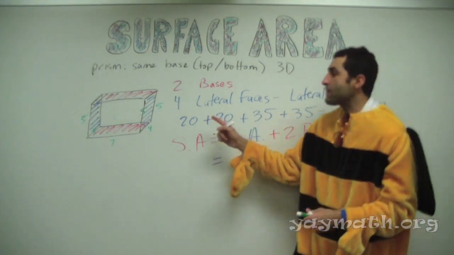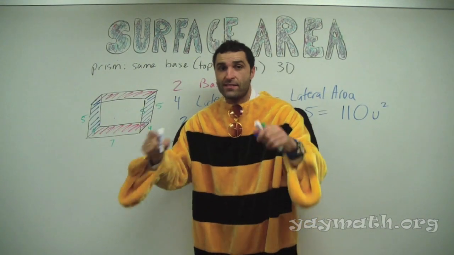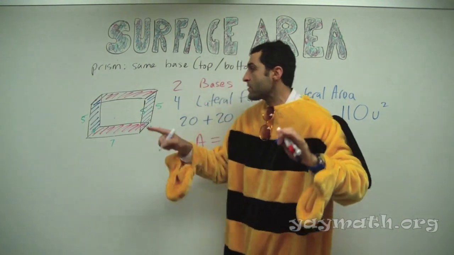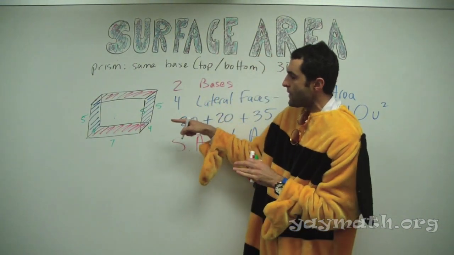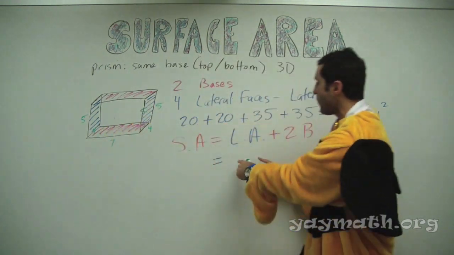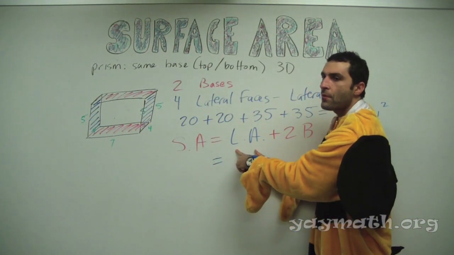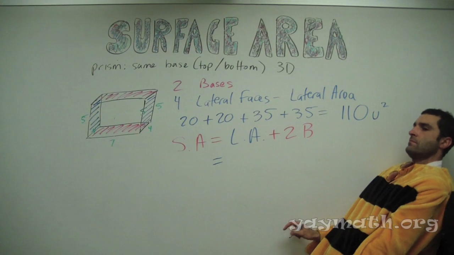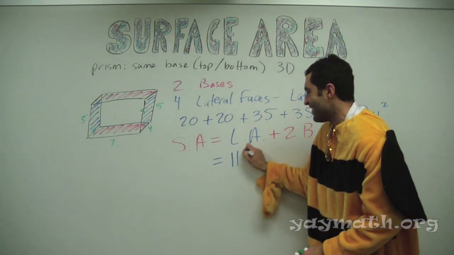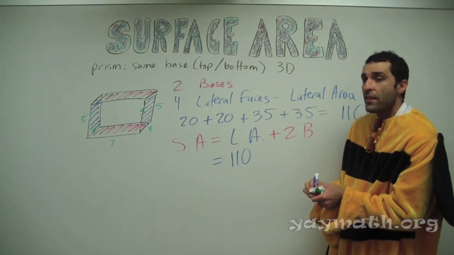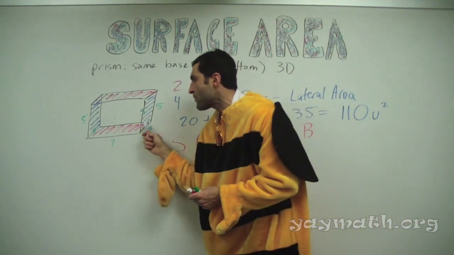Total surface area is basically all 6 faces. That's what all the fingers you held up were, all 6 faces. So we did before, what's the lateral area of this shape? Yeah, 110. And now let's get the areas of the top and bottom, what you see here in red.